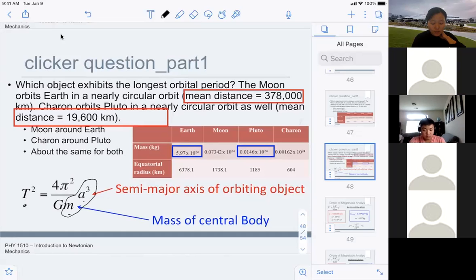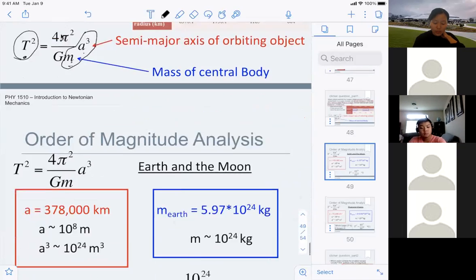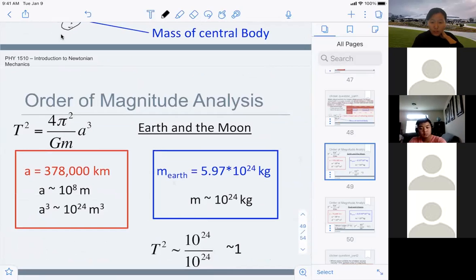Okay, so then we have to decide, what kind of mass do we use? Well, we should use the mass of the central body, because earlier when this was introduced, we were talking about going around the sun, so we use the mass of the sun. But if you're going around the Earth, then you need to use the mass of the Earth. If you're going around Pluto, then you need to use the mass of Pluto. So that is the mass we need to look at.